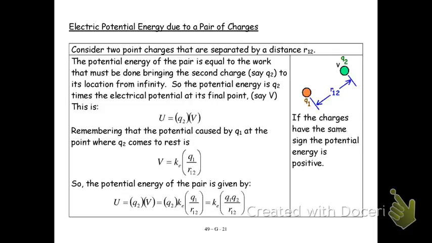So the potential energy is Q2 times the electric potential. So I work out my V at that point, and I multiply it by my charge. That's just what I did, basically. So I say U is equal to Q times the potential at that point, remembering that the potential caused by Q1 at Q2 is KeQ1 over that distance. Then U is equal to Q2 times V, which equals Q2 times KeQ1 over the separation, which equals KeQ1Q2 over the separation.